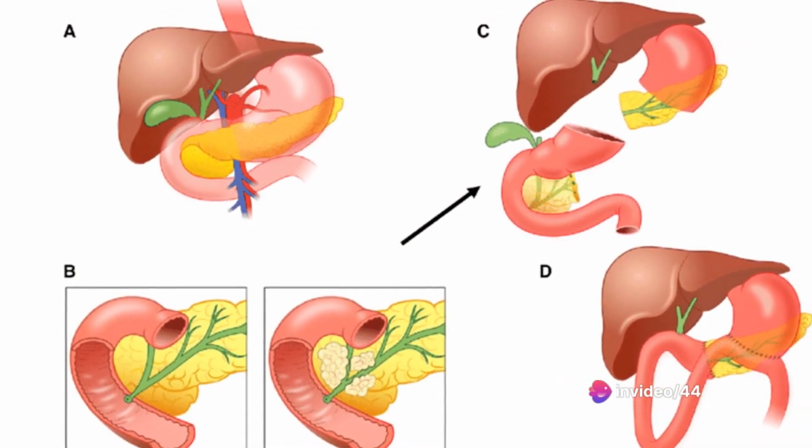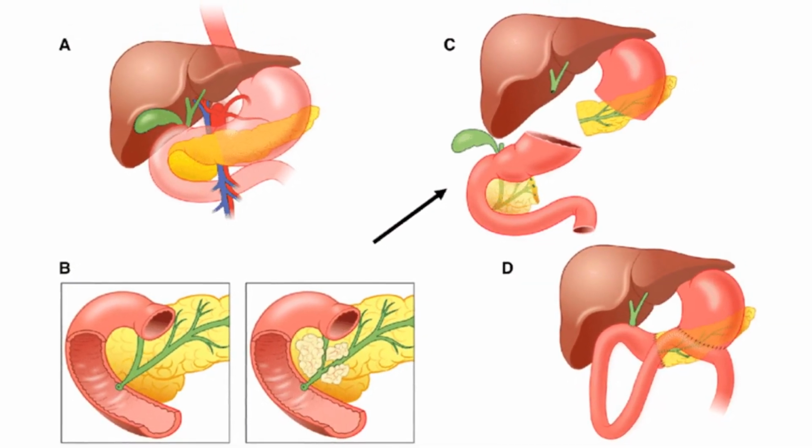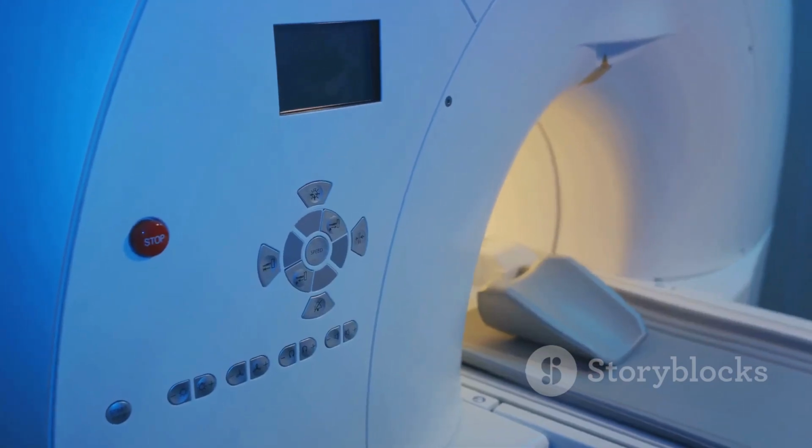Other treatment options for periampullary carcinoma include chemotherapy and radiation therapy. Chemotherapy is used in metastatic carcinoma. Radiation therapy is used to shrink the tumor.